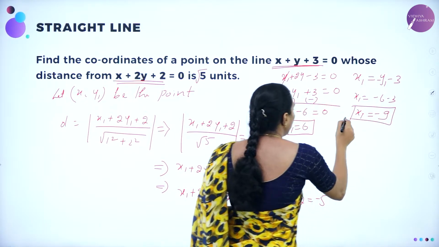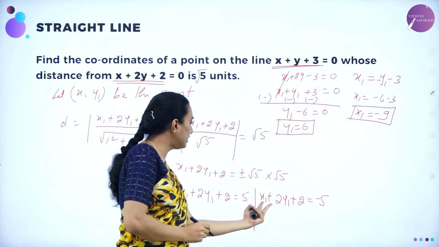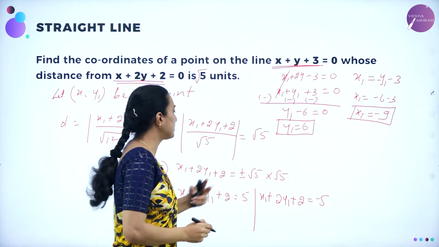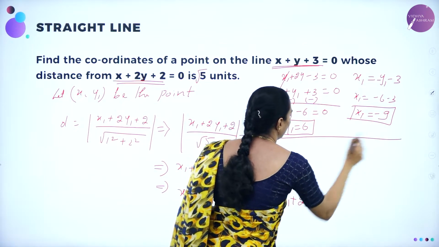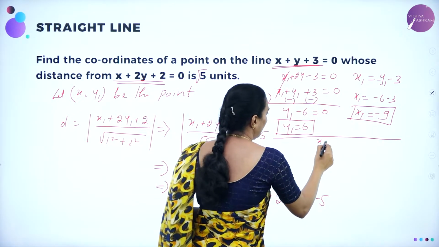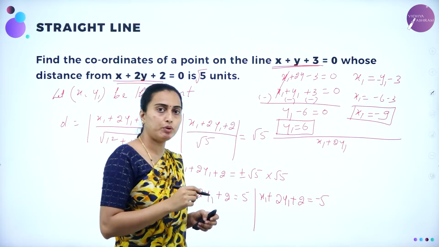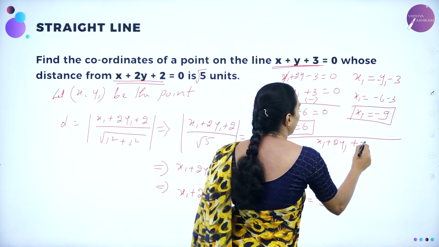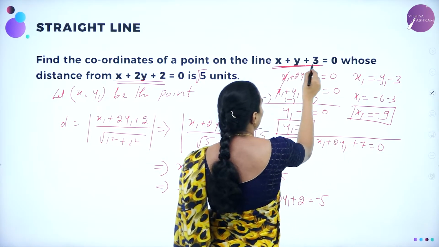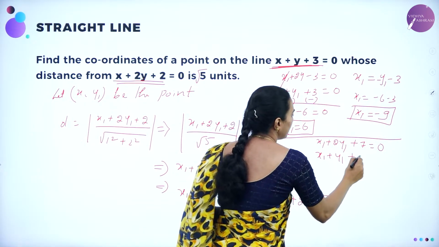Now this is by comparing this equation with this equation. Now I am going to compare this equation with the other equation. What happens? So you are getting x1 plus 2y1. Now you can take minus 5 to this side, it will become plus 5. 2 plus 5 is 7. So plus 7 equal to 0, and writing this equation again with x1, y1 passing through: x1 plus y1 plus 3 equal to 0.